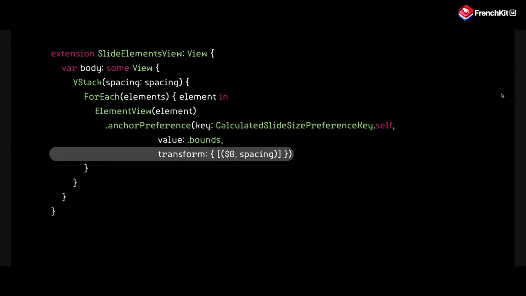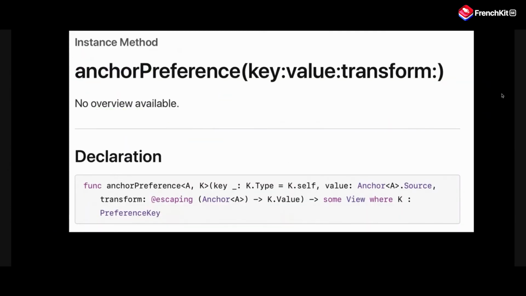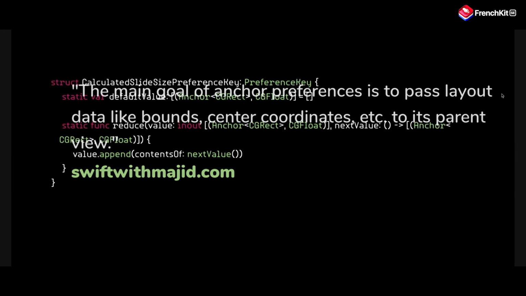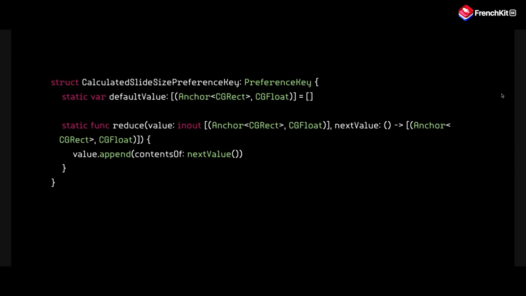We'll get back to this because we want to ask ourselves, what is the anchor preference? Let's look at the Apple documentation. And this is what it says: no overview available. Nice. We already know what this is. Perfect. Thankfully, Swift with Majid comes in and tells us the main goal of anchor preferences is to pass layout data like bounds, center coordinates, etc. to its parent view. And this is what we want, right? We want in the slide to know the sizes of all its children. Great, what we want. In order to use these, we need a preference key.